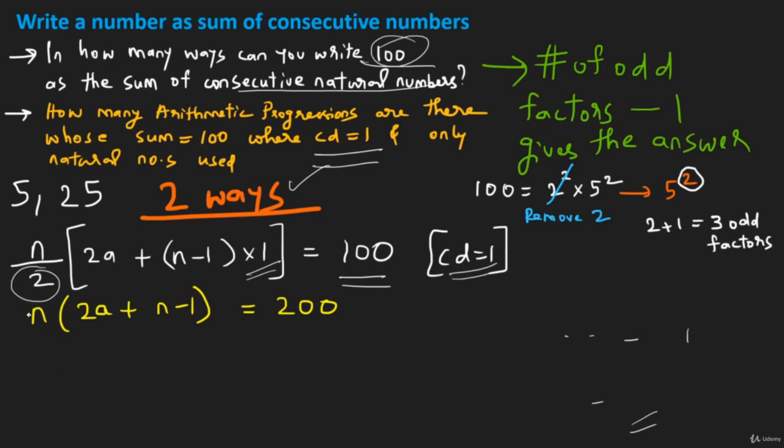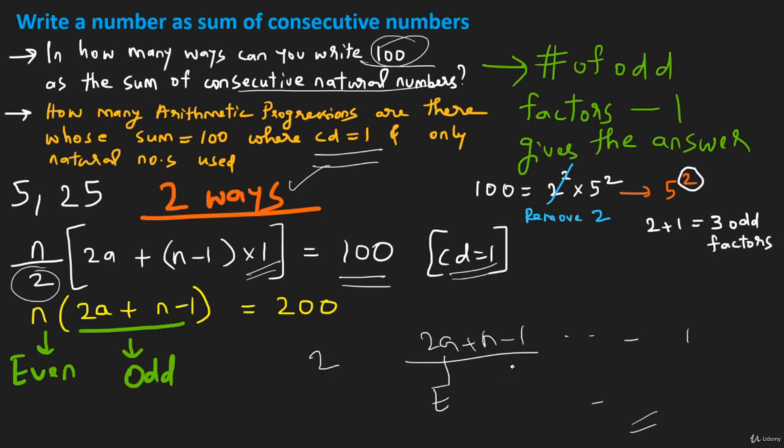Now if you take an even number as the value of n, you will see that 2a plus n minus 1 will be odd, right? For example, say n is equal to 2. 2a will be even, n is also even, and 1 is odd. So even plus even will give you even, and even minus odd will give you an odd answer. So if n is even, 2a plus n minus 1 will be odd, whatever the value of n. Similarly, if n is taken as an odd number, the value of 2a plus n minus 1 will be even.